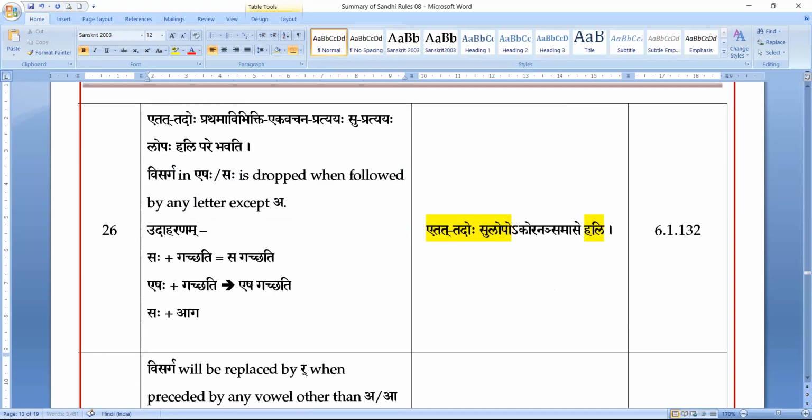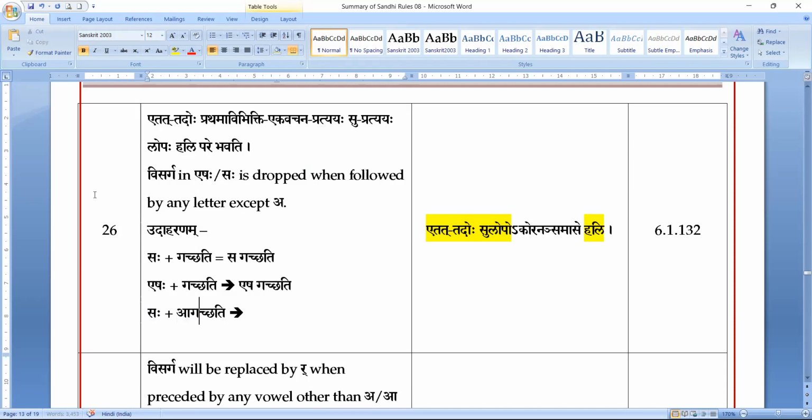Saha agacchati. What will happen? Does it become Ukara, Guna and Pararupa? No, it is Yakara that comes. How can it become Ukara? Ukara comes only when it is preceded by a and followed by Akara. Here it is followed by a, so how can Ukara come? You should not see only the preceding, you should see the following also. Yes, that was my mistake. It is ru preceded by a, but followed by a.